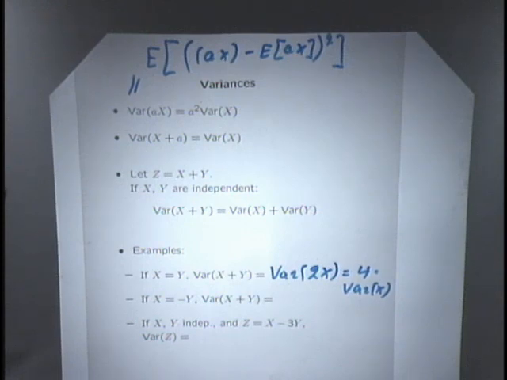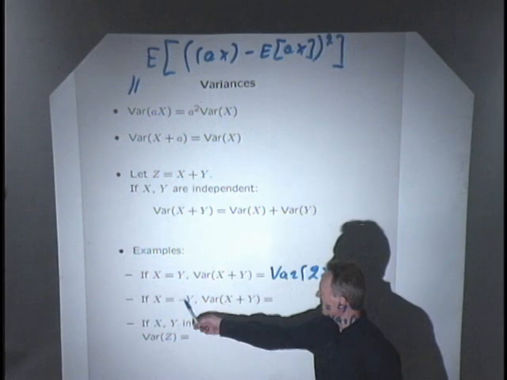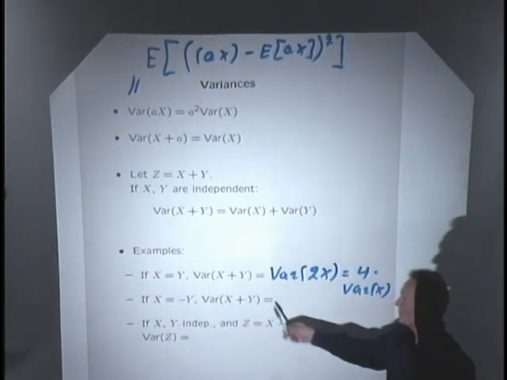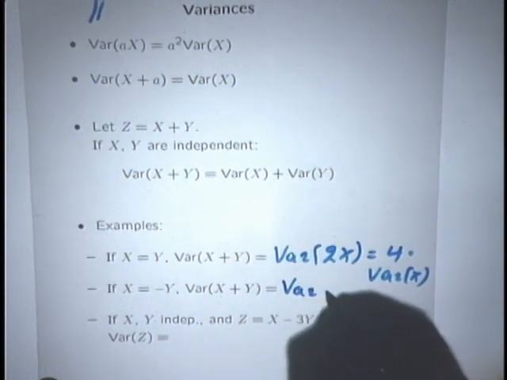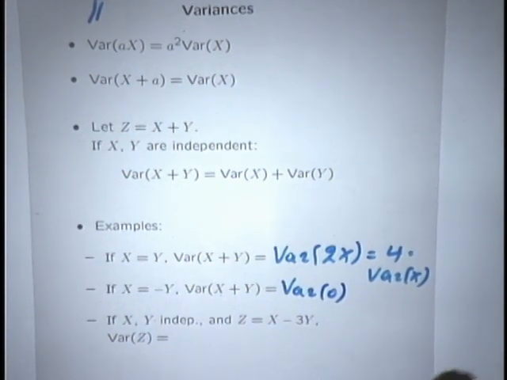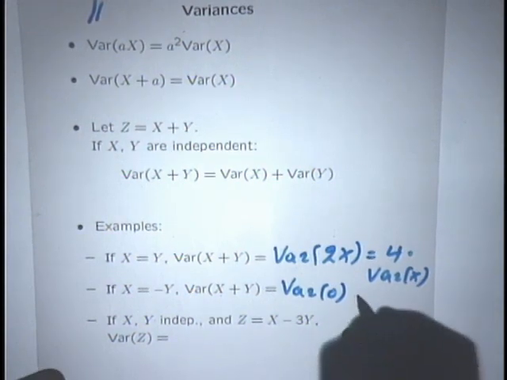The other extreme would be if x is equal to minus y. Then the variance is the variance of the random variable which is always equal to 0. Now, a random variable which is always equal to 0 has no uncertainty. It is always equal to its mean value. So the variance in this case turns out to be 0.